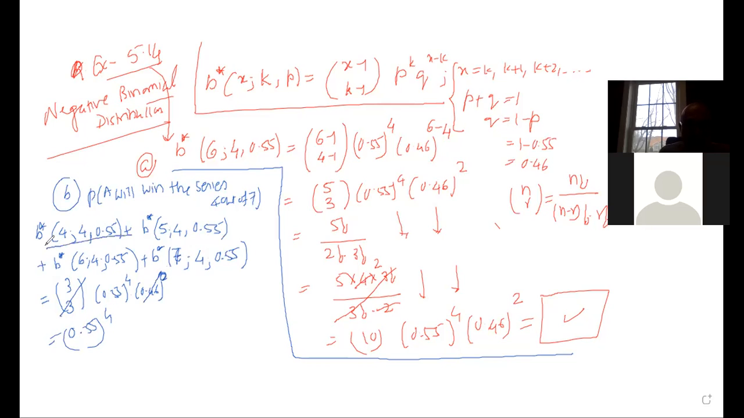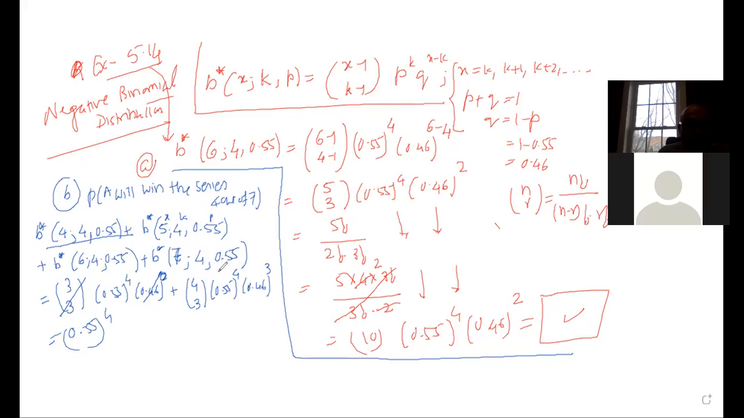This is for the first part. Same way you can find the second part. So the second part is equal to 5. Here, this is my X, and this is my K, and this is my P. So naturally X minus 1 is equal to 4, K minus 1 is equal to 3, and here P is equal to 0.55. And K is nothing but 4, and 0.46, and here X minus K is equal to 7 minus 4, that is equal to 3.